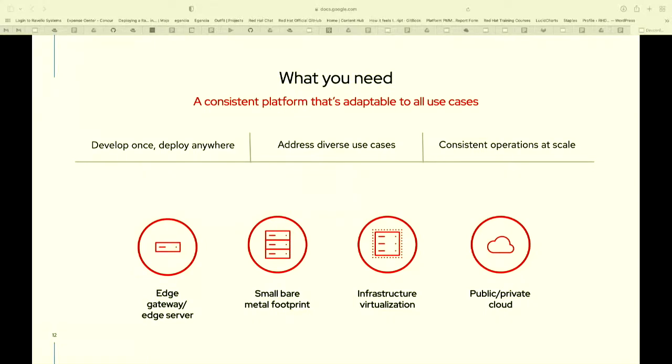So we are talking about footprint. It could be infrastructure, it could be a virtual platform, it could be a container platform, it could be natively on hardware, but we want a similar way of managing.